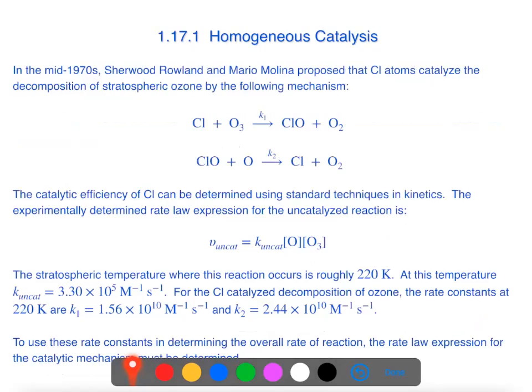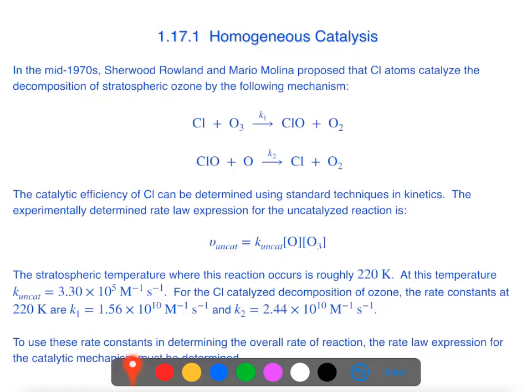So in the mid-1970s, Sherwood Rowland and Mario Molina proposed that chlorine atoms catalyze the decomposition of stratospheric ozone by the following mechanism. The catalytic efficiency of chlorine can be determined using standard techniques in kinetics. The experimentally determined rate law expression for the uncatalyzed reaction is shown, where the rate of the uncatalyzed reaction is first order in the concentration of atomic oxygen as well as ozone.